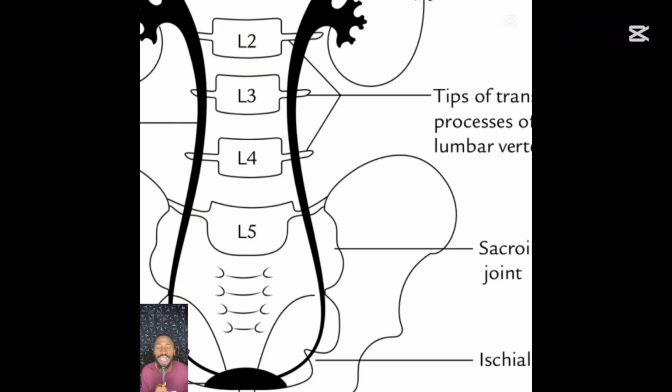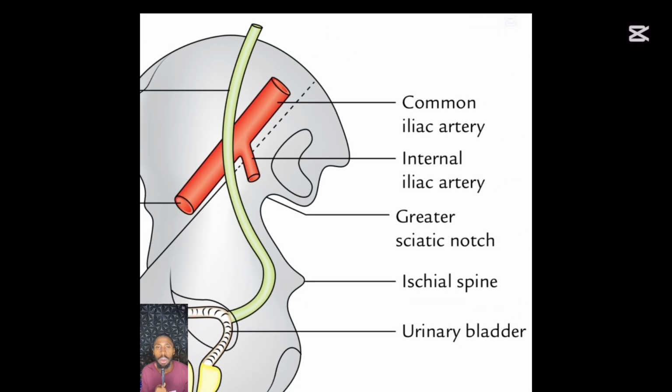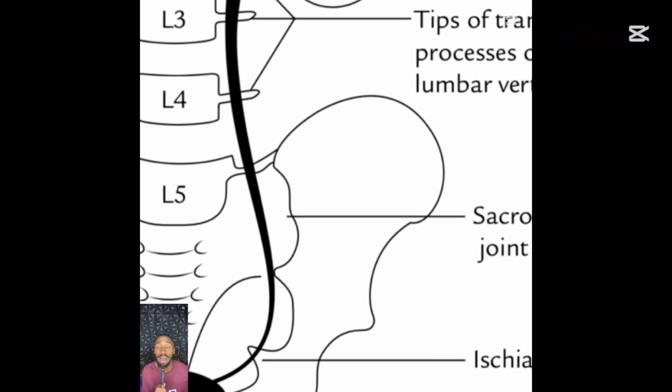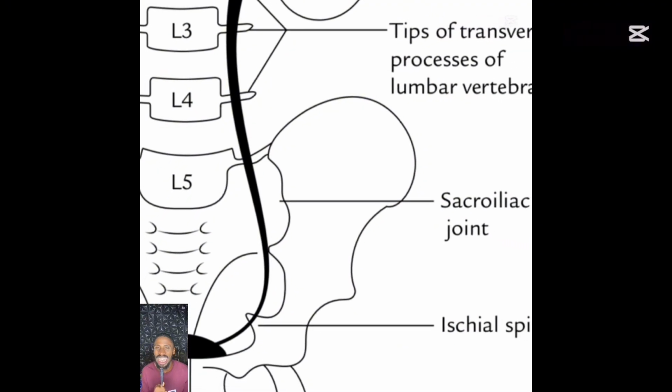In the pelvic brim, it crosses the bifurcation of the common iliac artery, which is in front of the sacroiliac joint. Then it continues laterally, where it passes the anterior margin of the greater sciatic foramen, in front of the ischial spine. So don't forget the ischial spine.